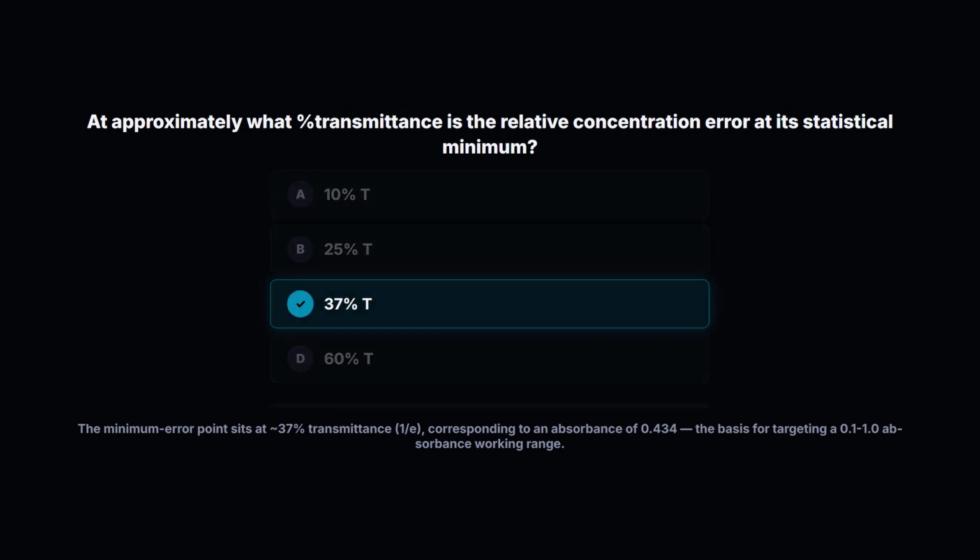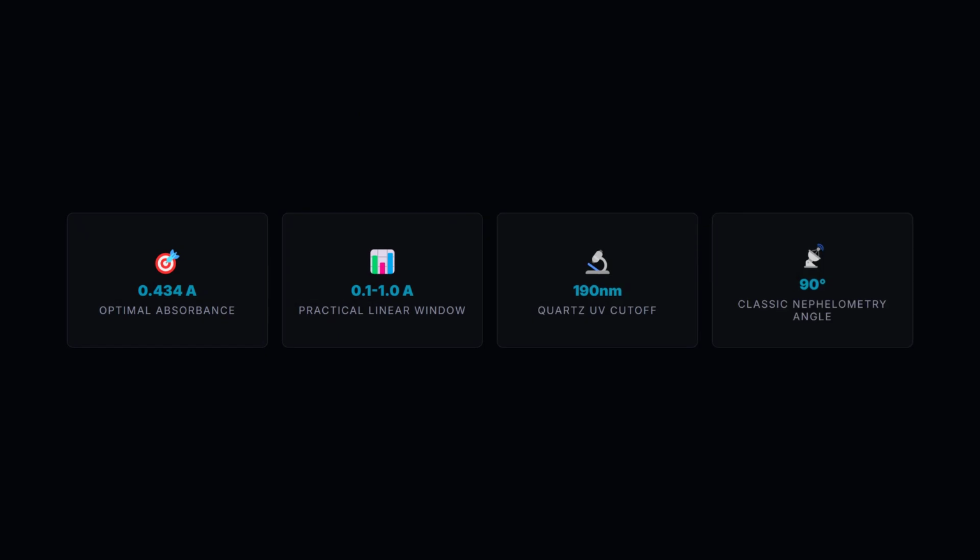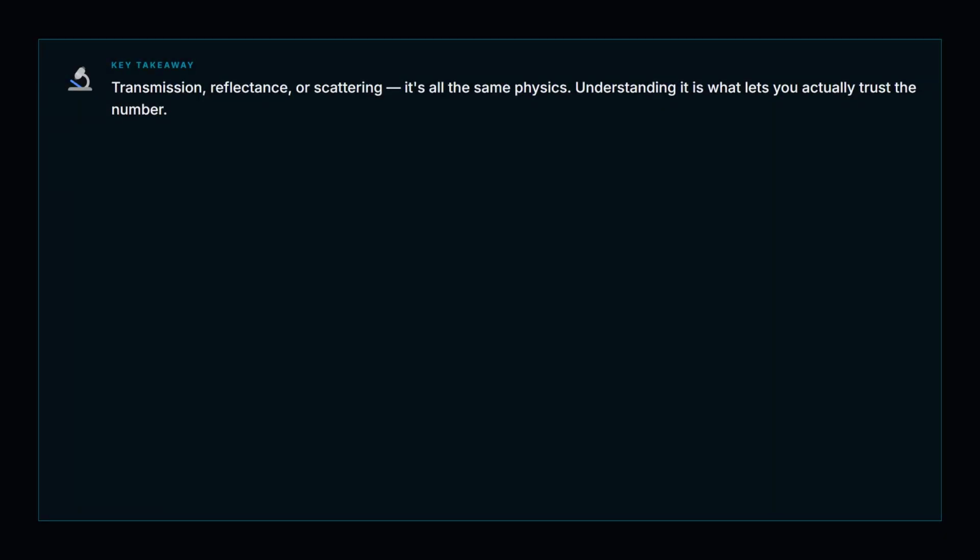Carry these four numbers back to the bench. 0.434 as your optimal absorbance, roughly 0.1 to 1.0 as your practical linear window, 190 nanometers as Quartz's UV cutoff, and 90 degrees as nephelometry's classic scatter detection angle. Whether light passes through a cuvette, bounces off a dry slide, or scatters off immune complexes, it's still the same underlying physics. And understanding it is what turns you from someone who runs the analyzer into someone who can actually trust and troubleshoot what it tells you.